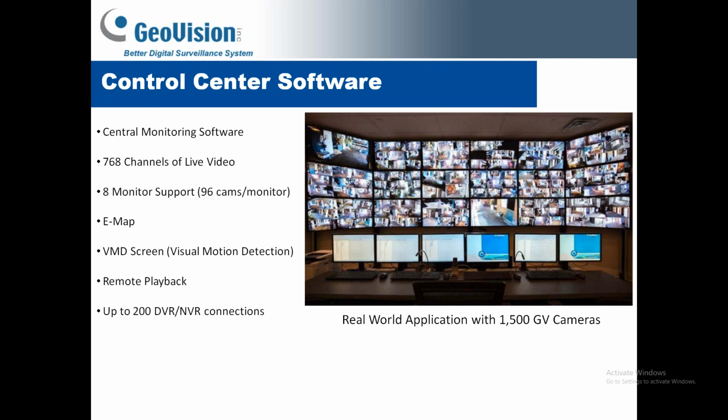the Control Center software. Now, some other features that the Control Center offers, it does have the EMAP capability, similar to how I showed in the VMS software. You can also dedicate a monitor to a feature called visual motion detection. What this allows you to do is cameras will only pop up on the screen when motion is detected, and then they drop out when motion goes away. So if you've got a live guard that's sitting there trying to monitor hundreds of cameras, it's a very effective and efficient tool to alert that person when motion is happening so they can then investigate further.